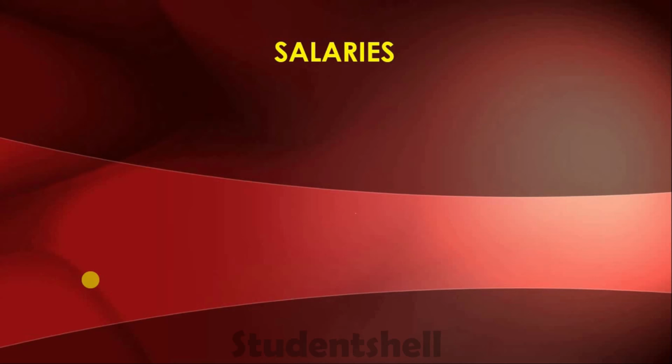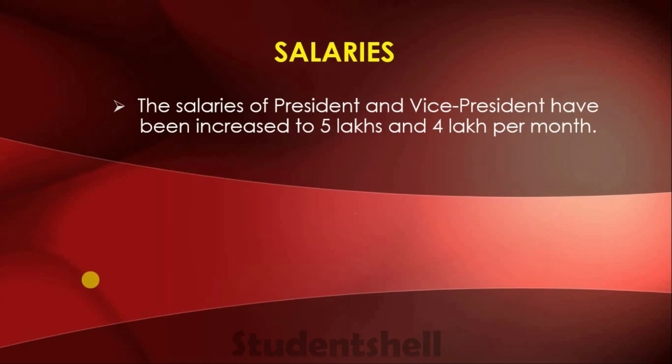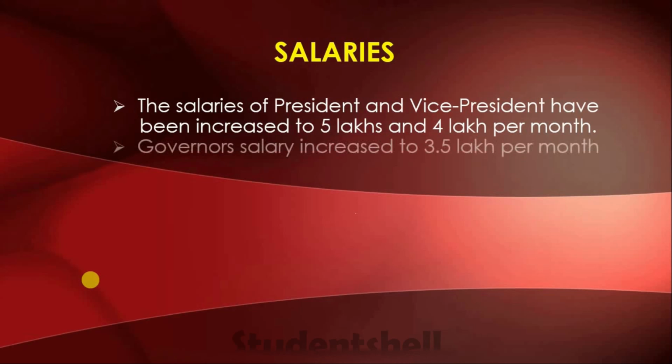Next, we move to the salaries. The government increased the salaries of president and vice president to 5 lakh and 4 lakh per month respectively. And the salary of governor is increased to 3.5 lakh per month. There is a reason for this, because after the implementation of 7th Pay Commission, the cabinet secretary got 2.5 lakh per month and secretary in the union government got 2.25 lakh per month. Before this increment happened for the salaries of president and vice president, their salaries were 1.25 and 1.5 lakh, which is very less than the country's top bureaucrats. So the government decided to hike their salaries.